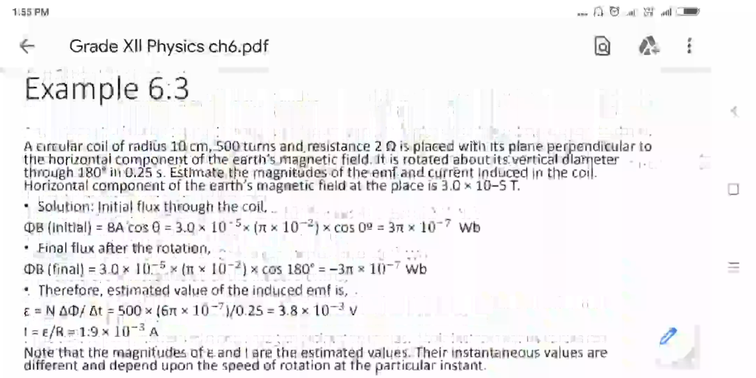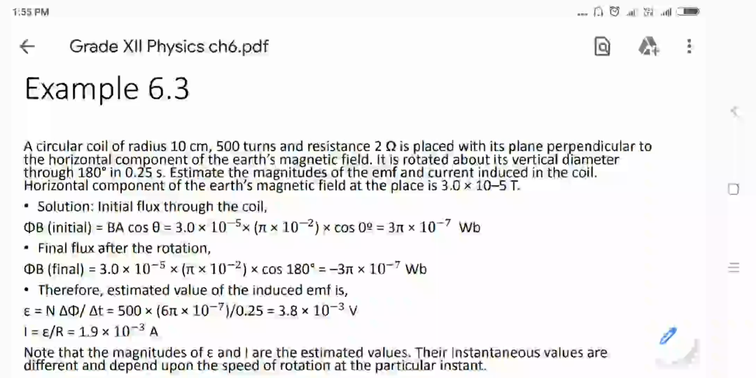A circular coil of radius 10 cm, 500 turns and resistance 2 ohm is placed with its plane perpendicular to the horizontal component of the Earth's magnetic field. It is rotated about its vertical diameter through 180 degrees in 0.25 seconds. Estimate the magnitudes of EMF and current induced in the coil. Horizontal component of the Earth's magnetic field at the place is 3 into 10 raised to minus 5 Tesla.